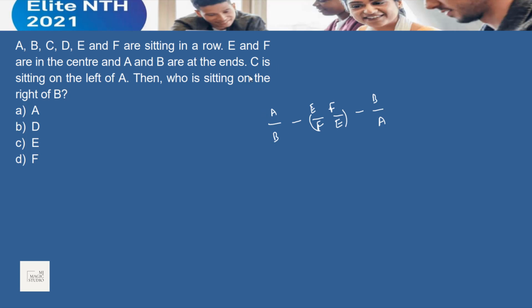One more piece of information is there. C is sitting on the left of A. So if A is here, C cannot be on the left of A. That means A is here and C should be here, at the second place from the right. Then A, B, C, D: D is left. D should be placed here and B should be here. So the sitting arrangement should be BD. We are confused with EF, but we have CA. Who is sitting on the right of B? Right of B is obviously D. I'll go with option B, that is D.